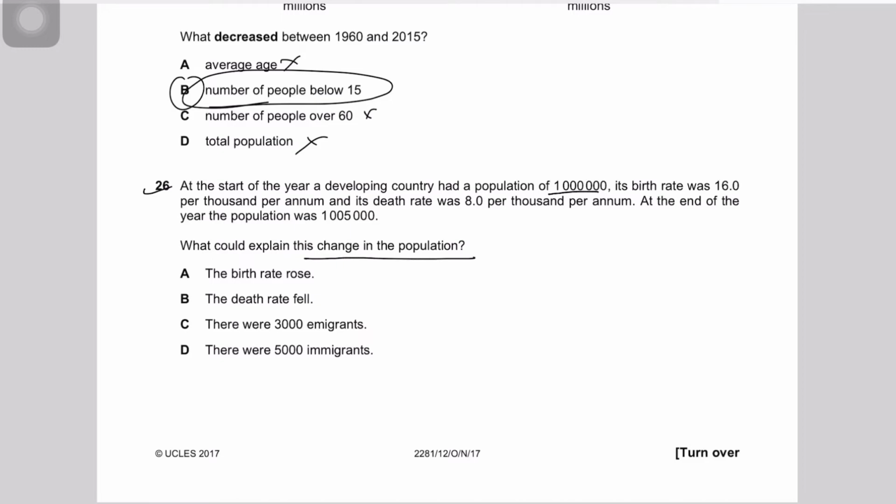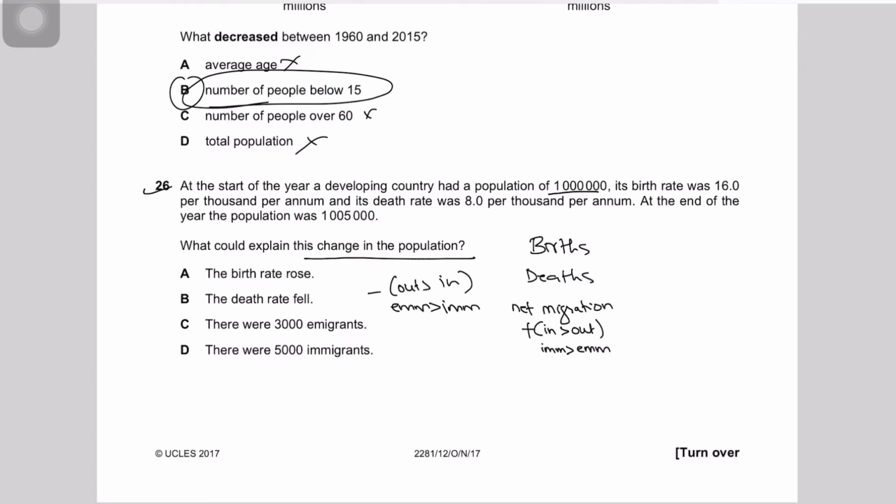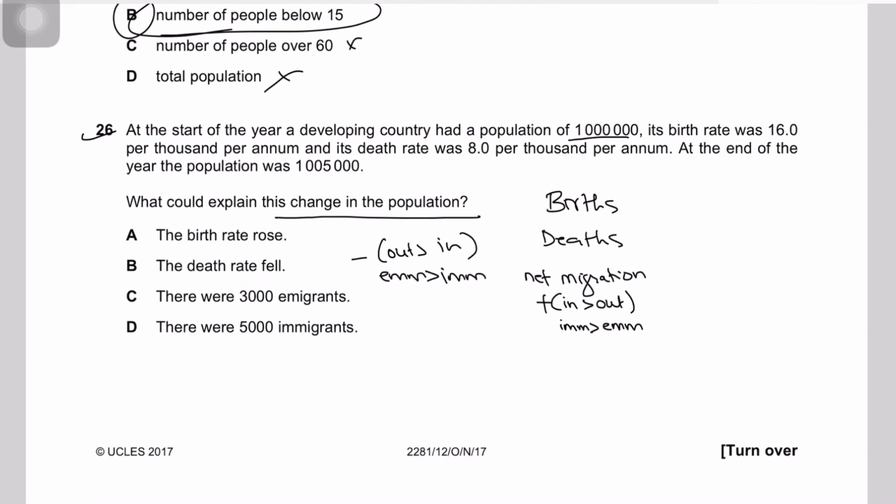First of all, the factors that affect population are the number of births, the number of deaths, and net migration. If net migration is positive, the people coming in are greater than the people going out, that is, immigration exceeds emigration. If net migration is negative, more people are going out than coming in, which means emigration exceeds immigration. So now let's see what's happening in this question. First of all, it says that its birth rate was 16 per thousand.